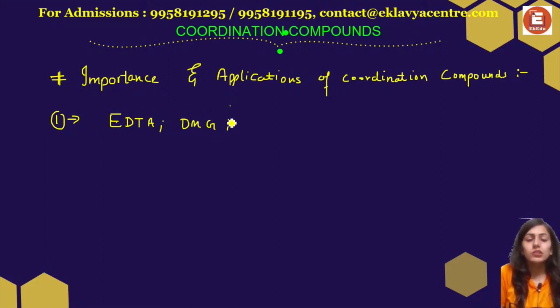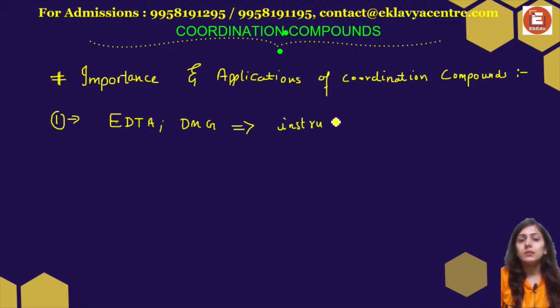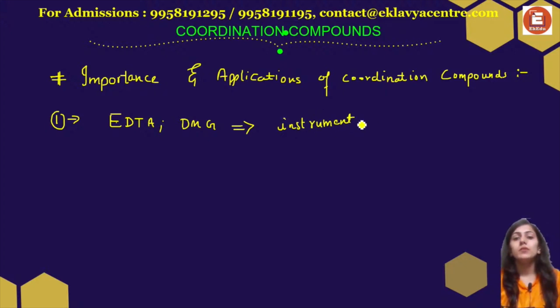These complexes are formed as a result of coordination entities, and using this we can use them for detection by some instrumental methods. So these complexes form the basis of qualitative and quantitative analysis of various chemical compounds. We use them in various instrumental methods for qualitative and quantitative analysis.